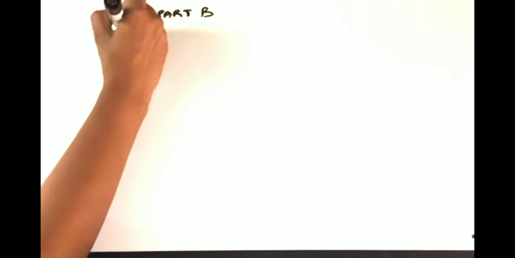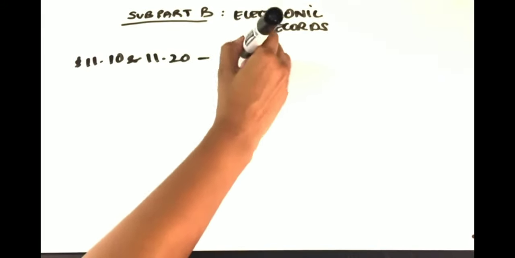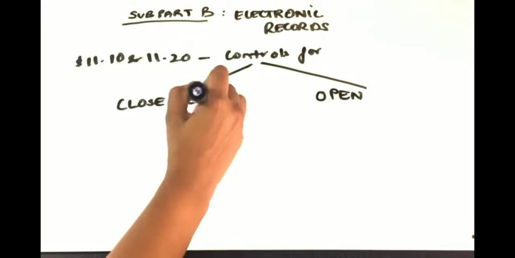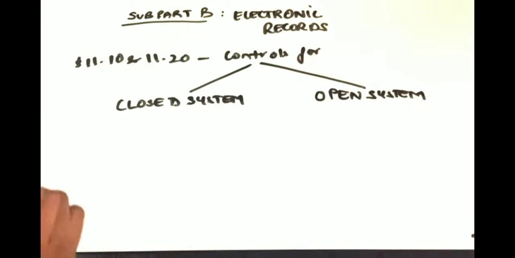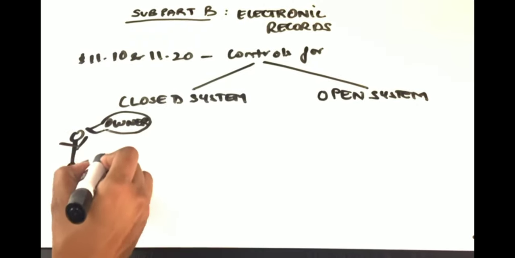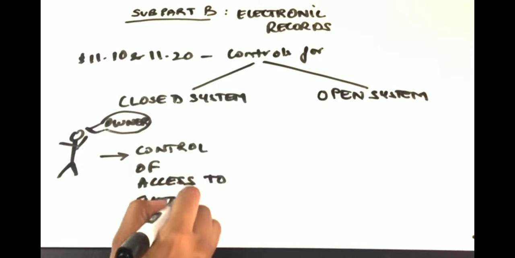In further elaborating Subpart B, Electronic Records, Part 11.10 and 11.20 discuss the controls for closed and open systems. With closed systems, let's assume the stick figure is the owner responsible for the content of the electronic records that are on the system. He or she will then control the access to authorized individuals.